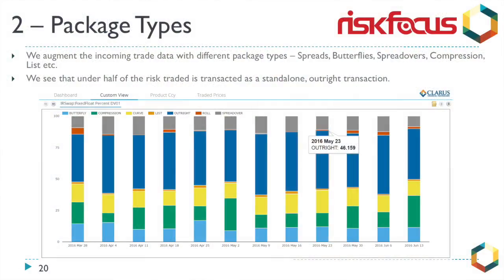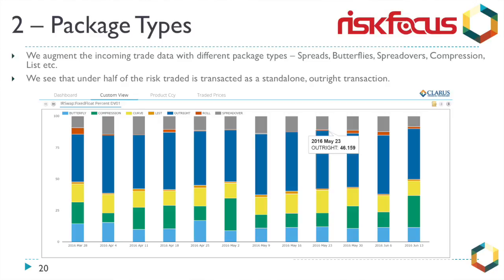So you see... But that's in the US, yeah? That's specifically in the US. Right. What's the little call out mean? So that's actually showing that on that day, 46% of the trades on a risk basis, so on a DV01 basis, only 46% of the trades reported on May 23rd were actually traded as a single standalone trade.